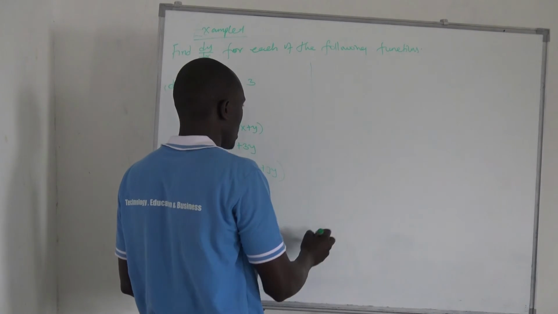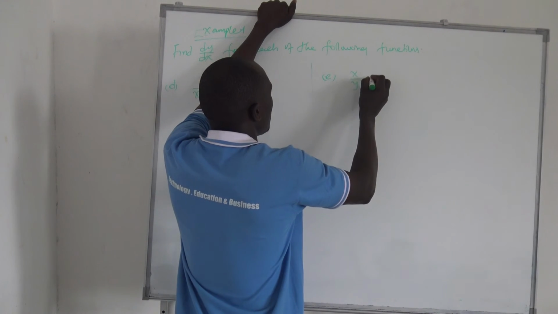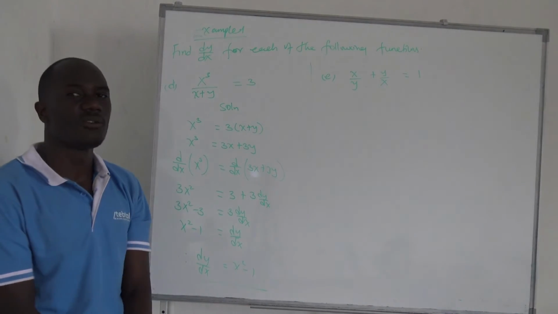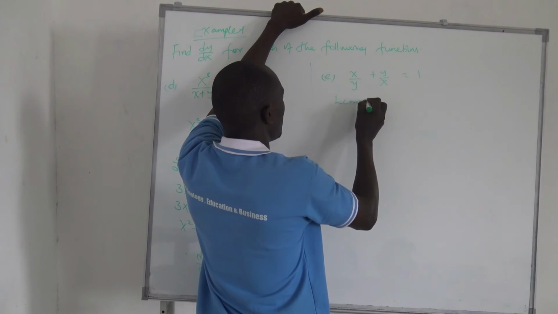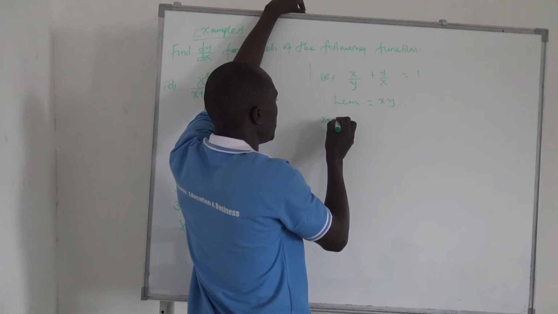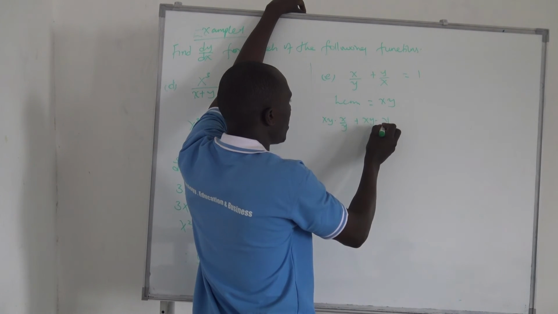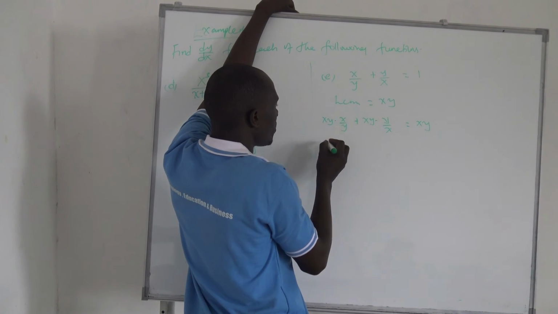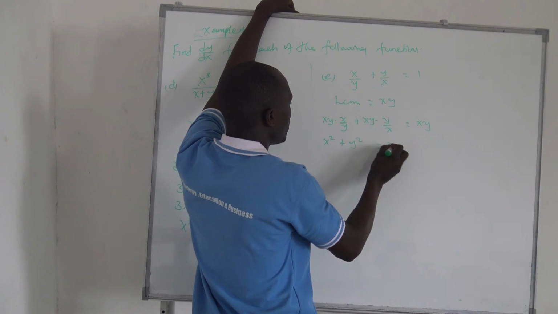Then let's go to another part, part E. Part E goes x over y plus y over x equals 1. So what is the first step? The first step is to get the LCM. The LCM is xy. Multiply by the LCM: xy times x over y plus xy times y over x equals xy. Can we reduce? We get x squared plus y squared equals xy.